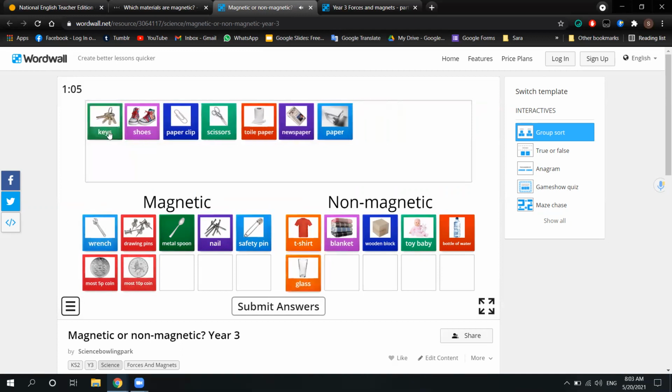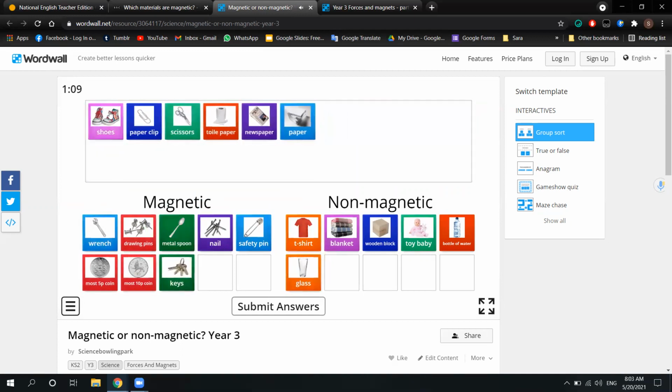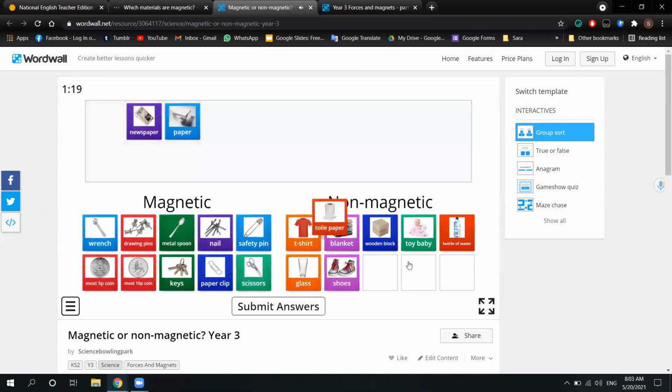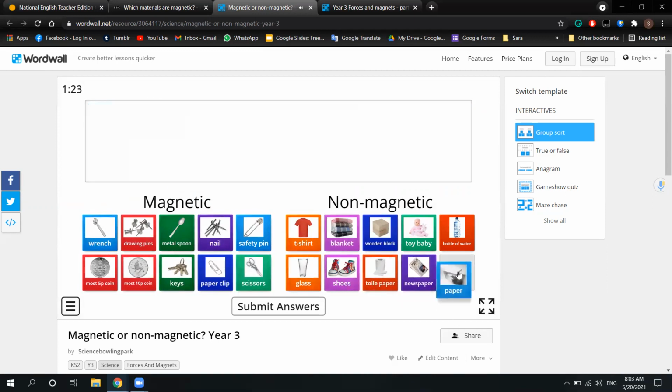Glass, it's non-magnetic. Keys, they're made of metal, so they're magnetic. Shoes, non-magnetic. Paper clip, magnetic. Scissors, what about scissors? Magnetic. Toilet paper, non-magnetic. Newspaper and paper, non-magnetic.